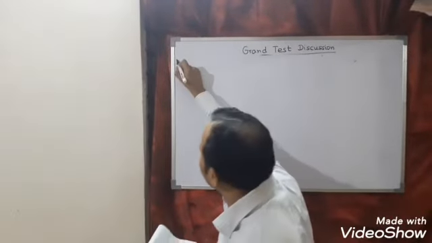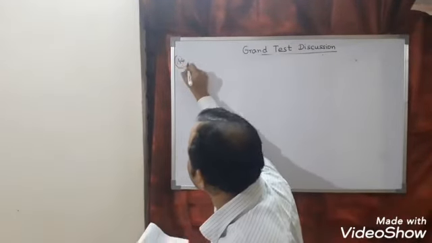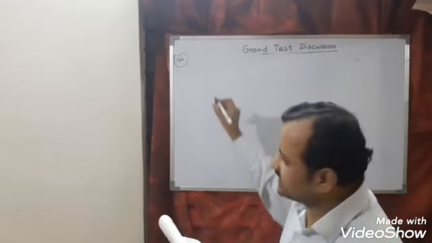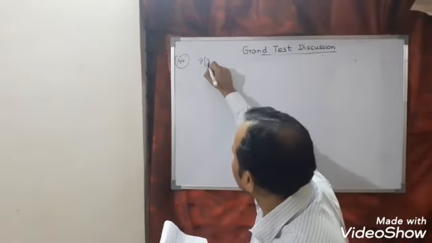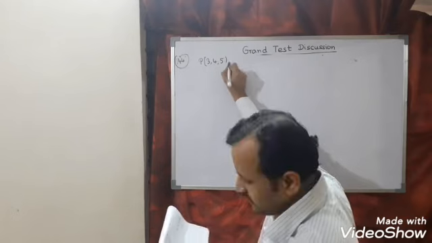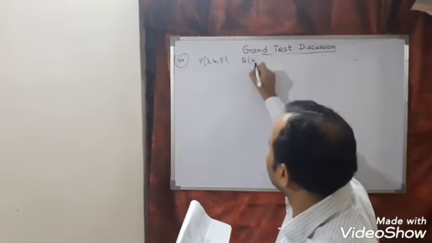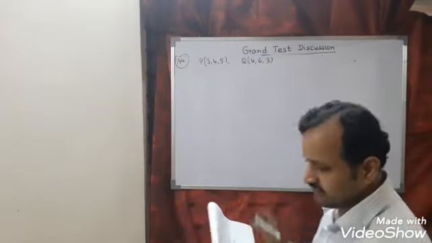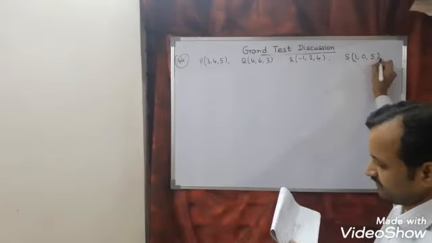So question number 144 is, P is given as (3, 4, 5). Q is given as (4, 6, 3). R is given as (-1, 2, 4). And S is given as (1, 0, 5).